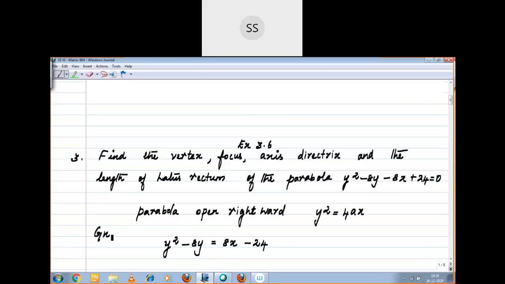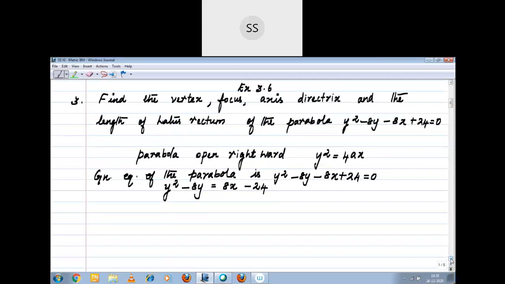Here you write the given equation of the parabola. Given equation of the parabola is y square minus 8y minus 8x plus 24 equal to 0. Right? I said it is a parabola open rightward. So y square term alone you keep in the left side, y square and y. The rest of the thing carry over to the right. Next, what you are going to do?